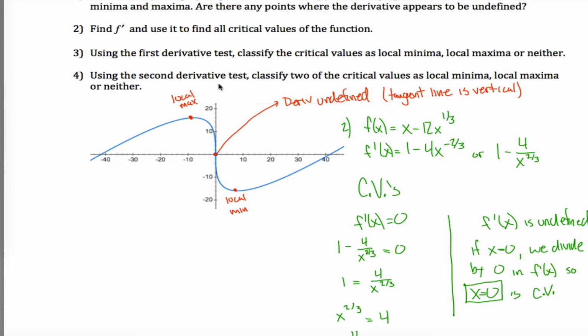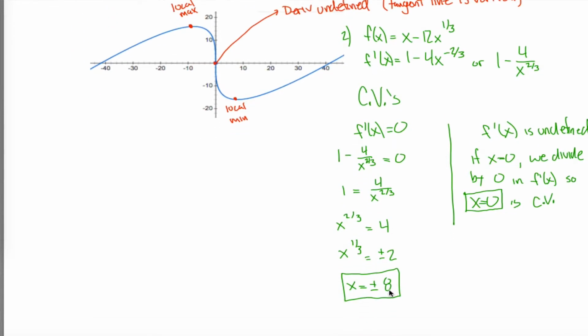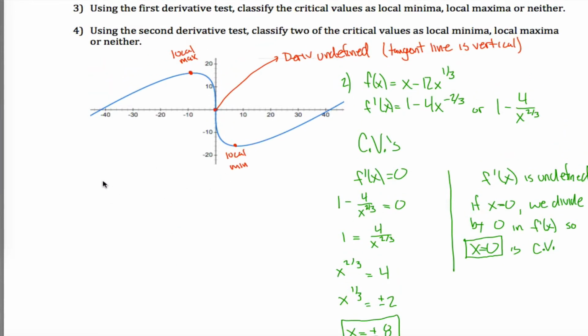3 says, using the first derivative test, classify these critical values as local minima, local maxima, or neither. I'm hoping that negative 8 is a local maxima, and positive 8 is a local minima, and 0 is neither. Well, let's see. To use the first derivative test, you need to create a sign line, which basically just looks like a number line.